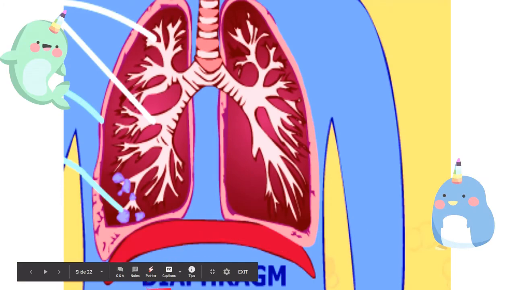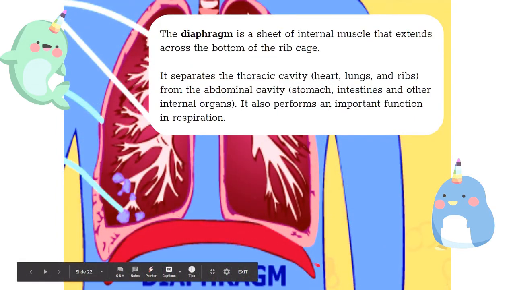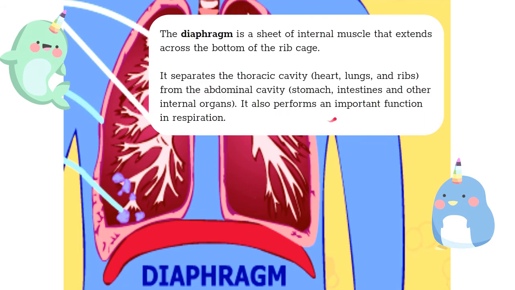So again, the diaphragm is that muscle, a sheet of internal muscle that extends across the bottom of the rib cage. It separates the thoracic cavity, so that's everything that contains the heart, lungs, and ribs, from the abdominal cavity: stomach, intestines, and other internal organs. It also, as we've mentioned previously, performs an important function in respiration.